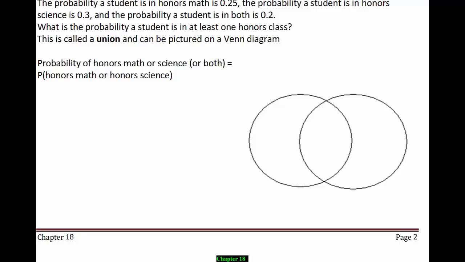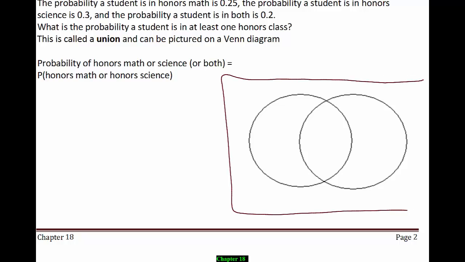Honors math could have 25% of students enrolled in it, and we could assume that 30% are enrolled in honors science. Now, is everybody who's in honors math excluded from in honors science? No. There are people who are in both at the same time. Let's assume that the probability a student is in both is 0.2. We want to find the probability of the union. That is, probability a randomly selected student is in honors math or honors science or both.